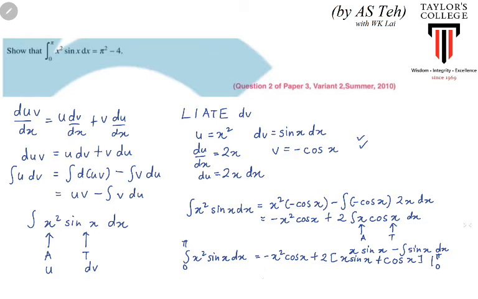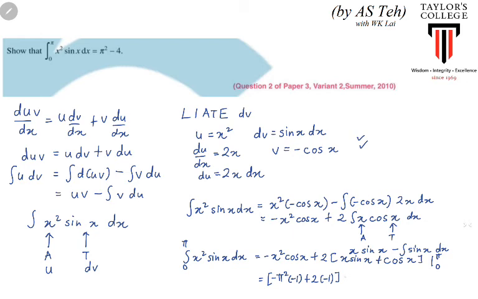So if we look at it, this becomes negative pi squared times cos pi, and cos pi is negative 1. So plus 2 times, okay, sine pi equals 0. So therefore this term becomes 0, so 2 times 0. And then cos pi is negative 1, so therefore this becomes negative 1. So that part becomes negative 2.